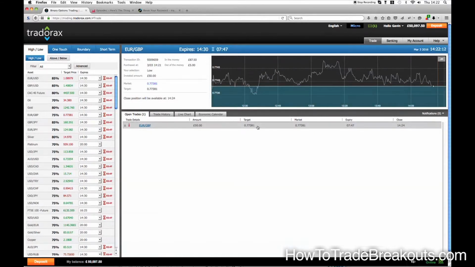0.77381. Now the nice thing about these binary options on this platform on Tradorax is that you can see exactly where you got in on the graph, and as you go through that price, it's going to turn green, and if you go back into an offside position, it will turn red.